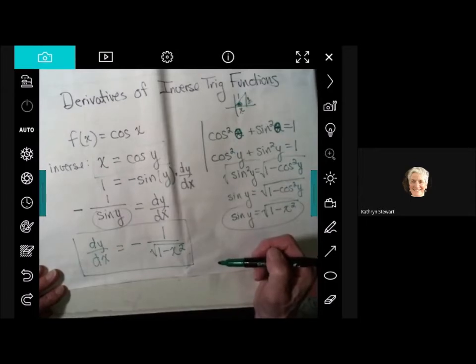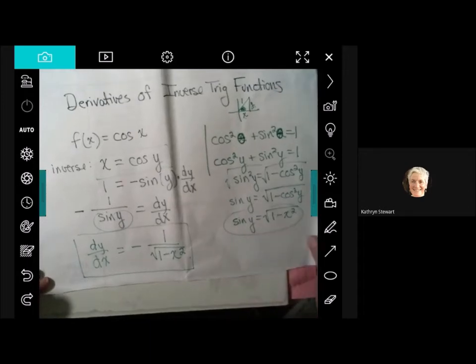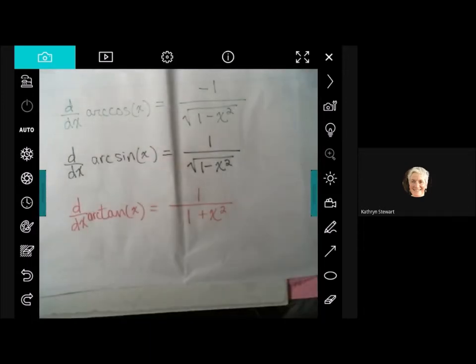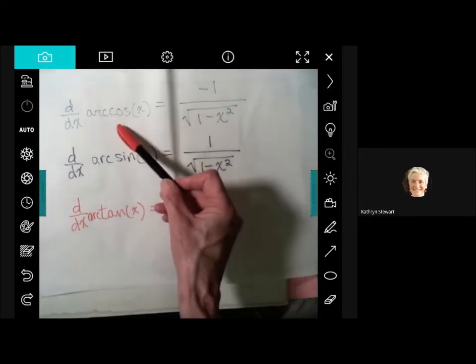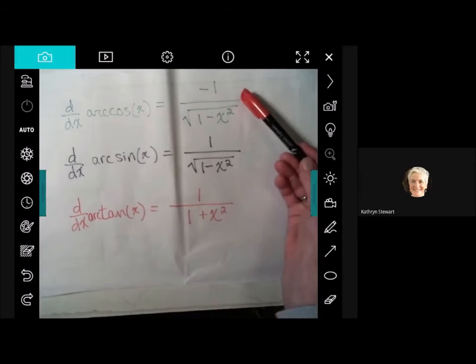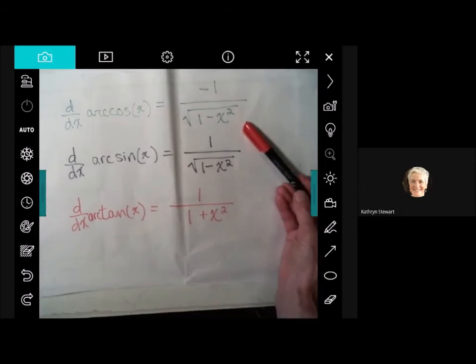Now, you don't have to do this every time because we have these cool rules. Let's write them down. Here they are. And they are on the derivative shortcut sheet that I already gave you. So the derivative of arc cosine or inverse cosine of x is -1 over the square root of 1 minus x squared. We just derived that.